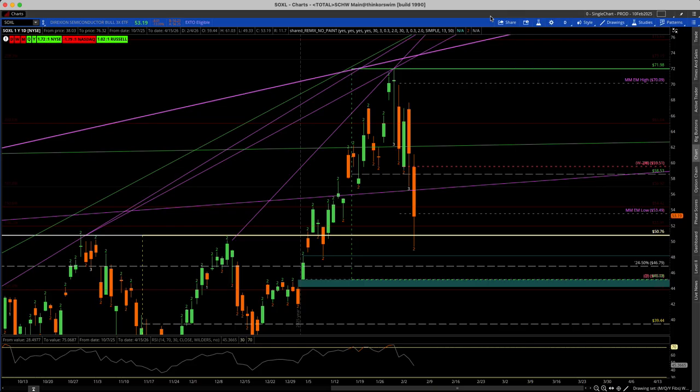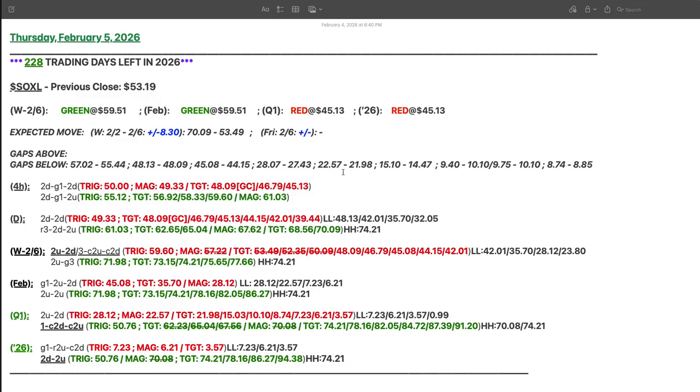Let's just go to the notes here. We've looked at the charts a bunch. Let's look at the card numbers, right? Thursday, February 5th, there'll be 228 trading days left in 2026. Close price on Wednesday, February 4th was 53.19. And we know that we have gone below that 59.51 level, flipping the week and the month red. So to flip those back green, we've got to get back above that 59.51 level.